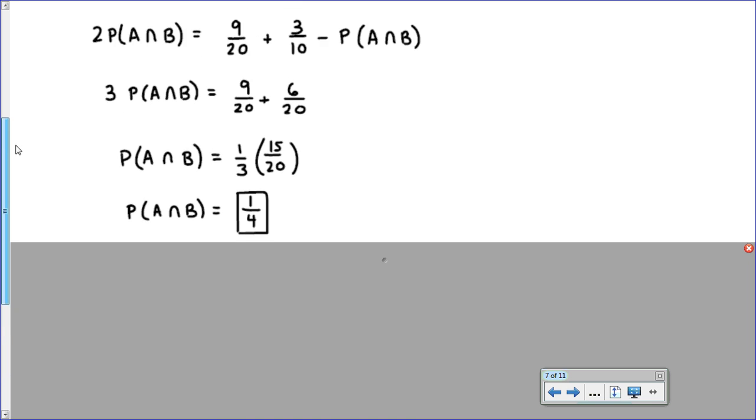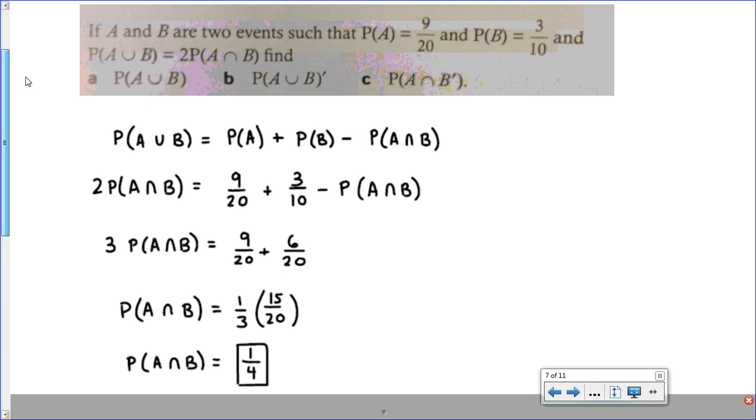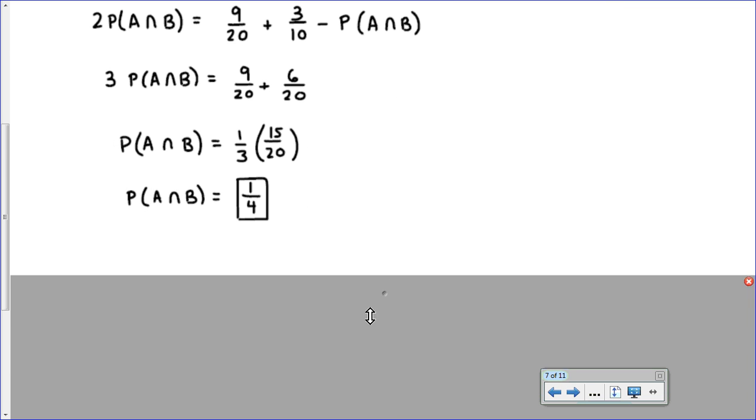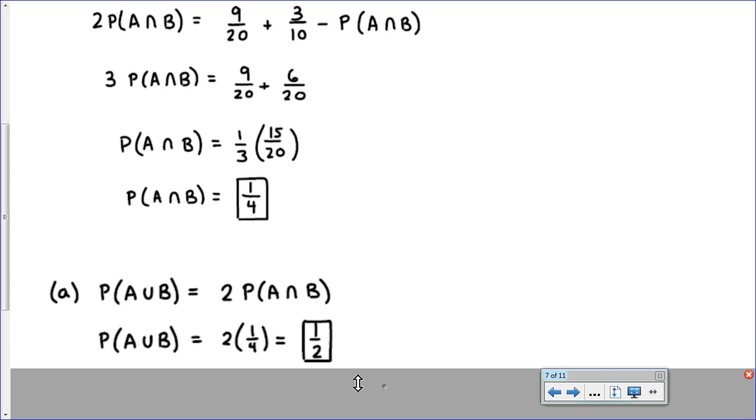All right, let's see if I can answer this series of questions at once. For part A, it said, find the probability of the union of A and B. All right, so far what I've solved for is the intersection. How can I use that to find the union? Well, in this problem, it tells me specifically that the probability of the union is equal to 2 times the probability of the intersection. If I take 2 and I multiply it by 1/4, I will get 1/2, and that's the probability of the union of A and B in this question.